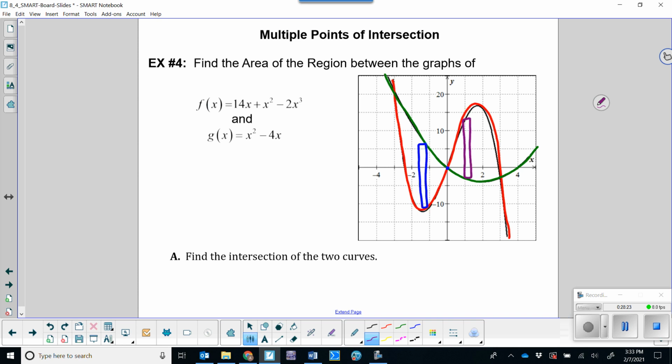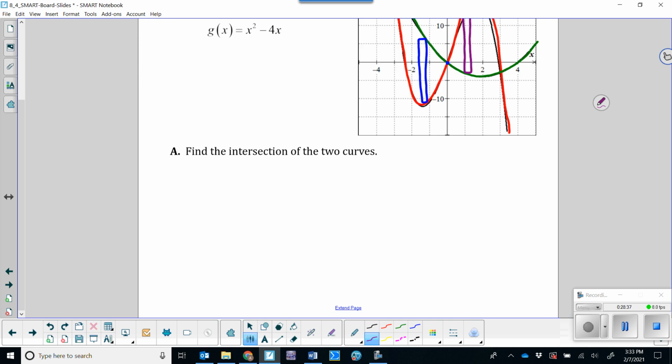Okay, so that means I'm going to have to do two separate integrals. So what I need to do is find out where they intersect. Now, if it's a calculator question, this is a really easy question to do, but often they're not going to be calculator questions, okay? So if I want to find the intersection of the two curves, the intersection, of course, means where are they the same? Okay, so I would do this.